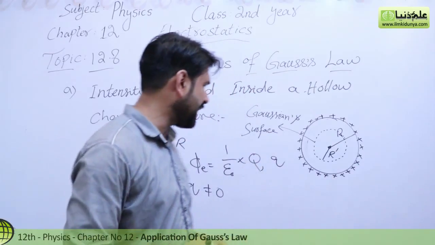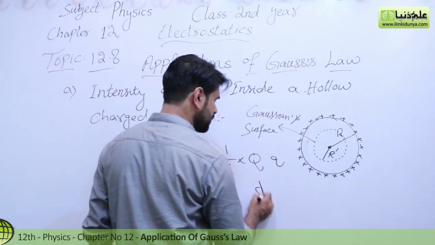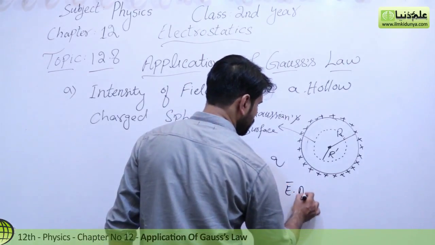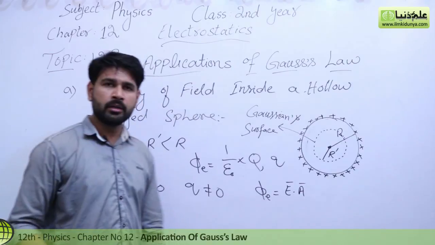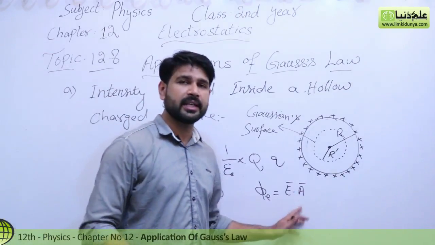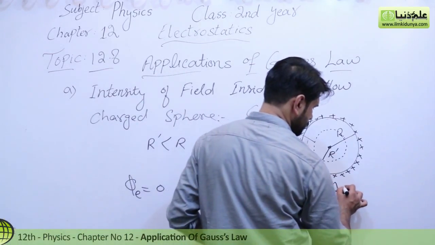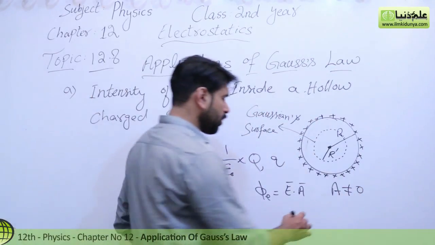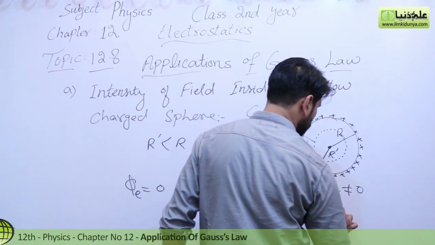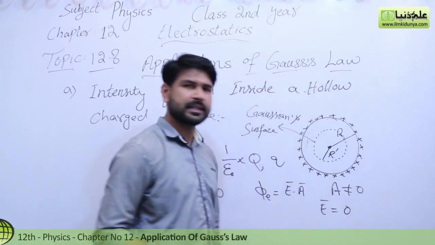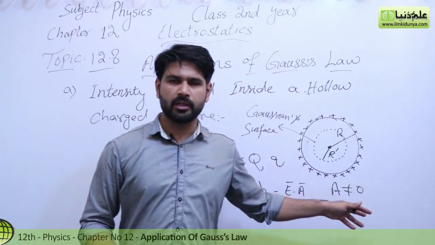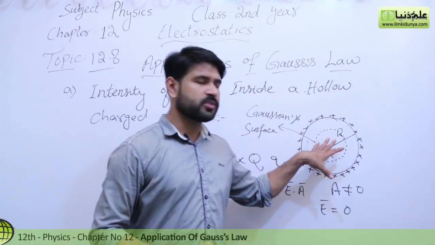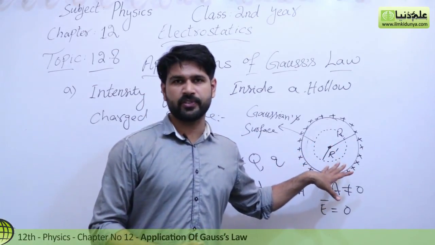It means that, according to the electric flux formula, which is equal to E dot surface area, the surface area is not 0, but E is 0. Why is E 0? Because there is no electric charge inside that body. Okay, so the interior of that sphere is a field free sphere.